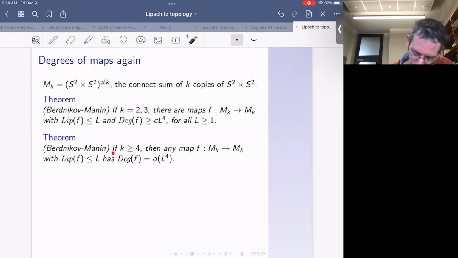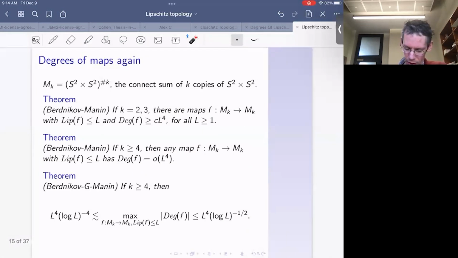And this little o of L to the 4th, I worked with Sasha and Fedor, and we figured out more quantitatively what's going on there. Not totally precisely, but we have these upper and lower bounds. If k is bigger than 4, and you look at a map from M_k to itself that's L-Lipschitz, then the degree is at most L to the 4th over log of L to the half. And that upper bound is in the right ballpark in the sense that we can construct maps where the degree is L to the 4th over log of L to the 4th.